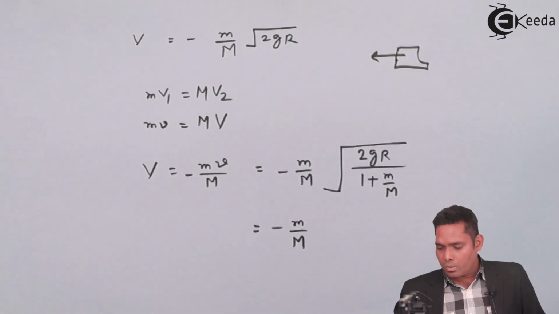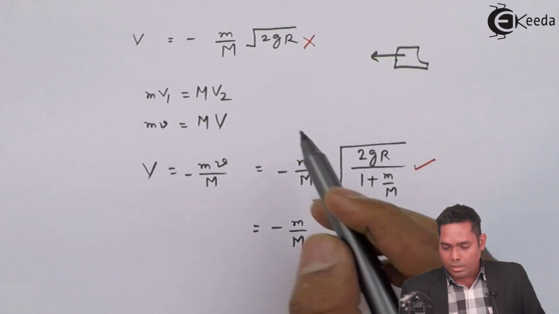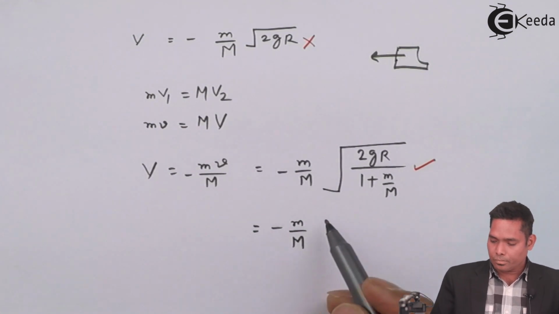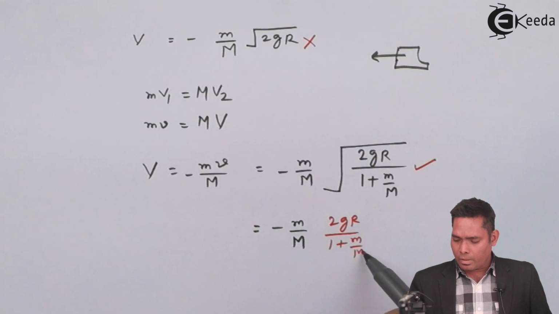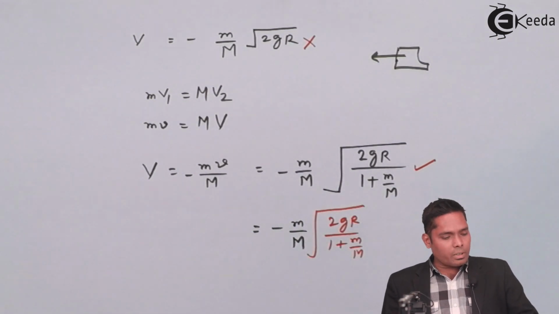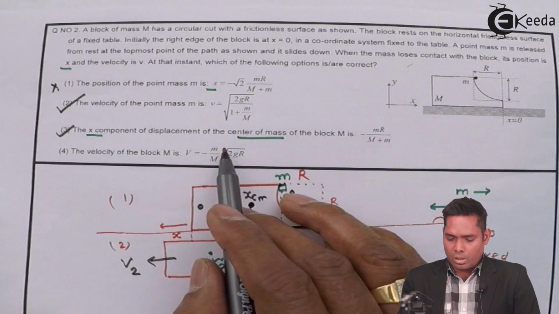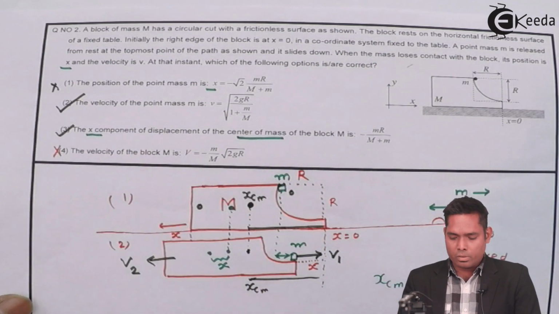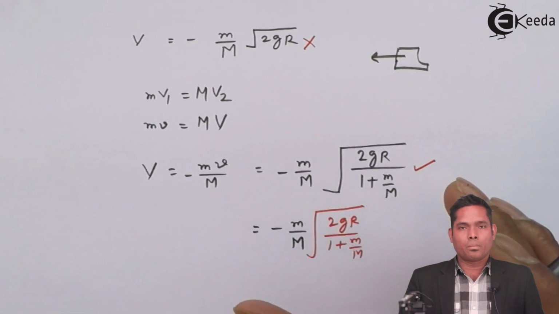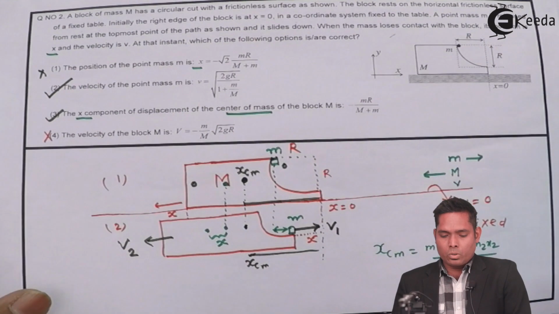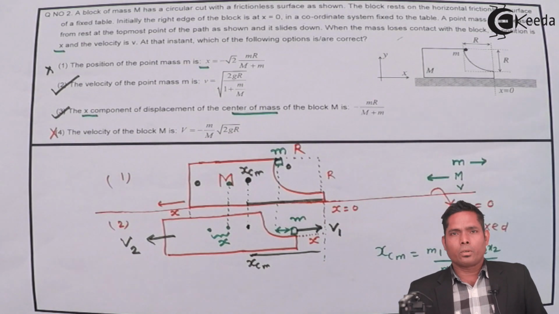So this option is wrong, it's not correct. This is the right answer, but it is not given, so I don't have to write this much: root of 2gr over 1 plus m over M. What I want to say is that in the question, if you see the option, this is the velocity of this block M. No, this is not the velocity. In fact, this is the velocity of this capital mass. So therefore, the answer to question number 2 is 2 and 3. Okay, thank you.